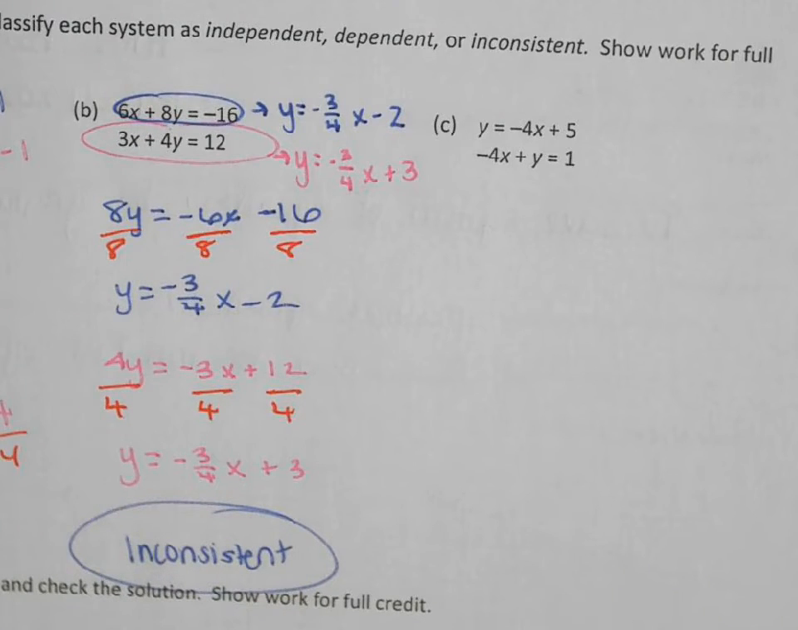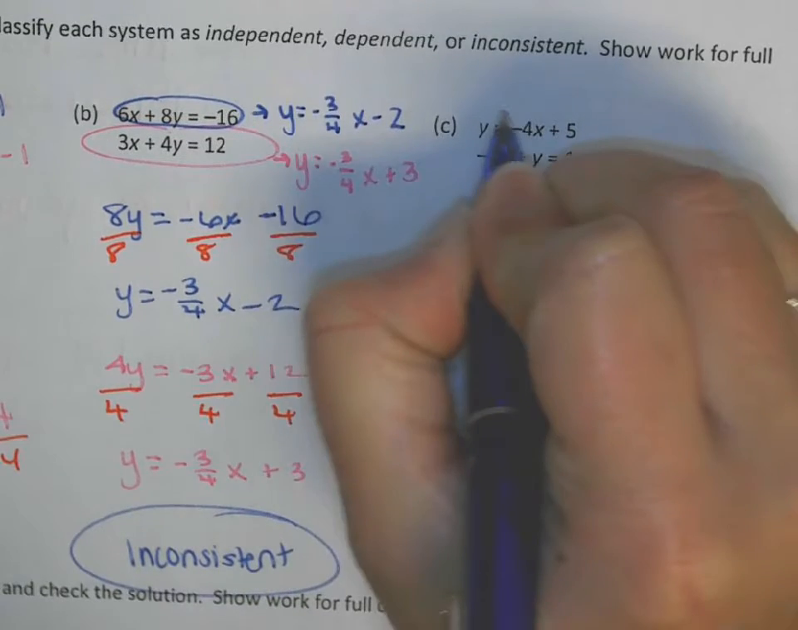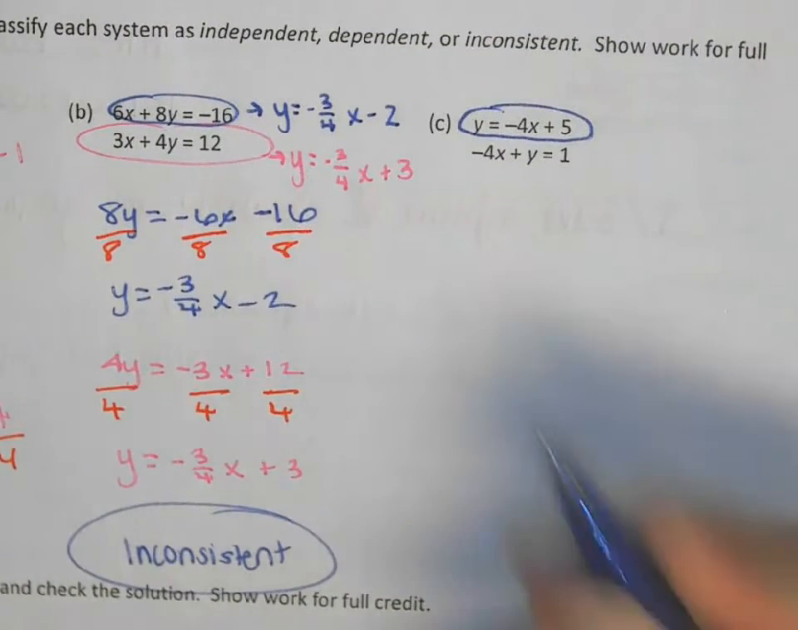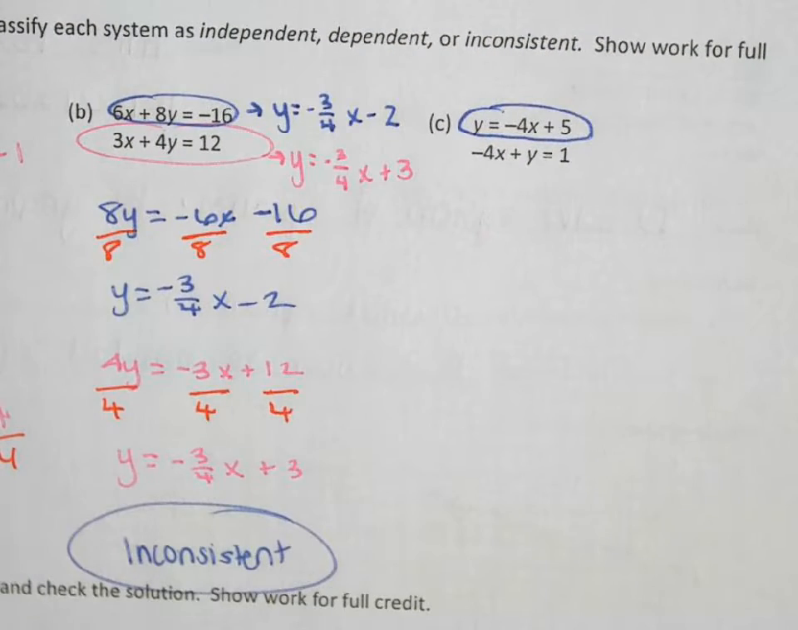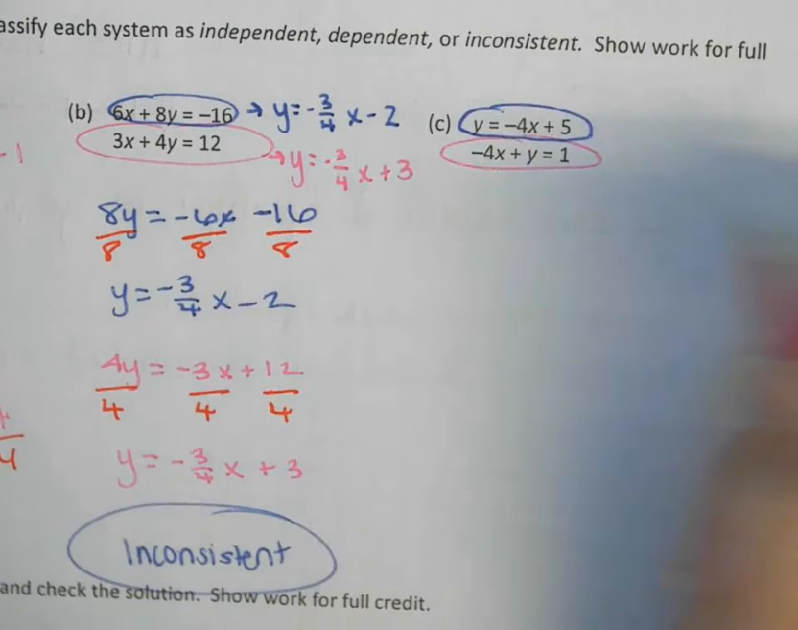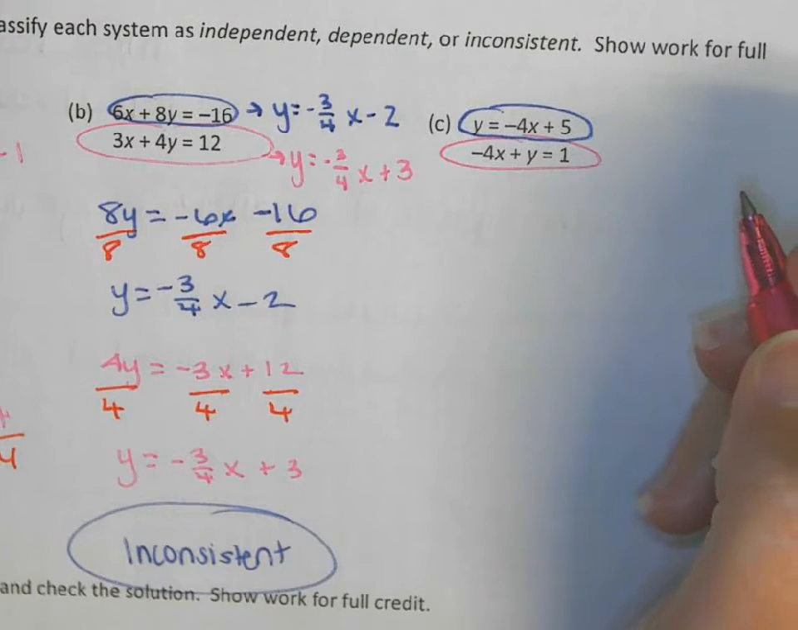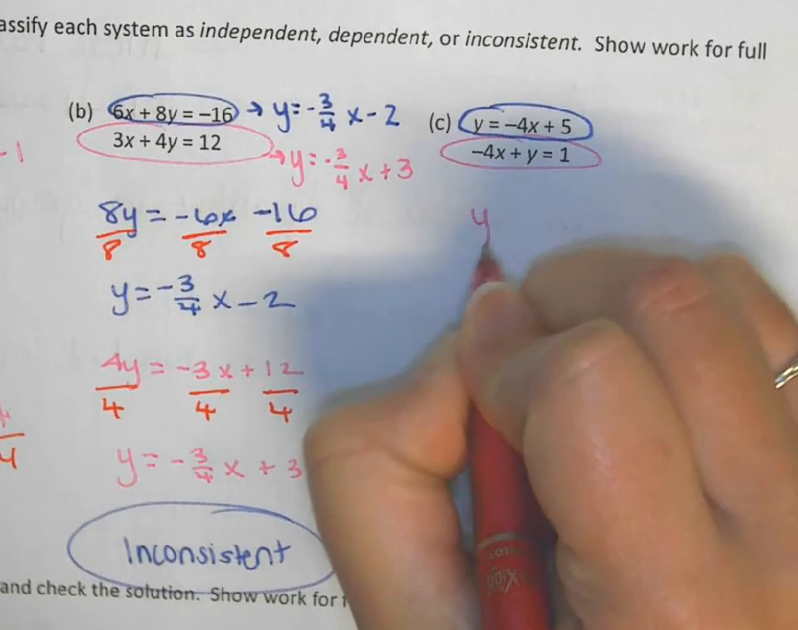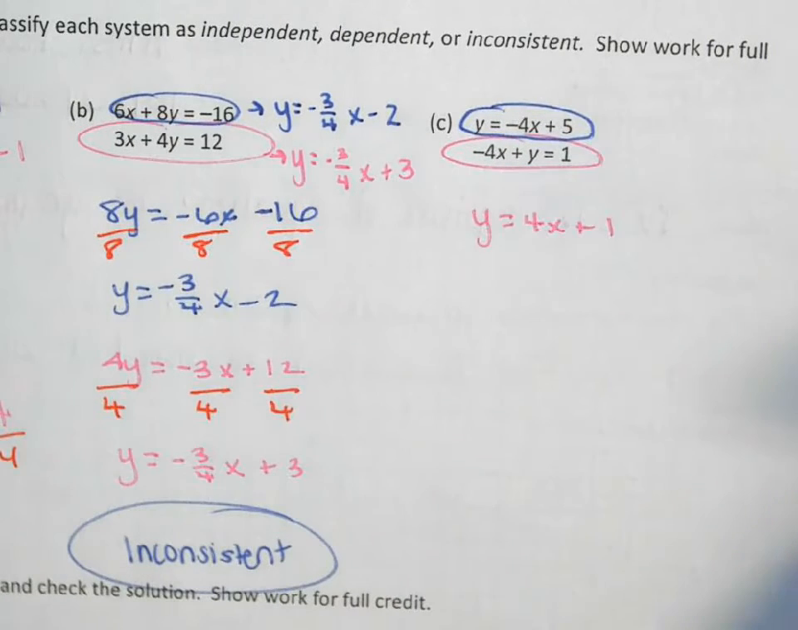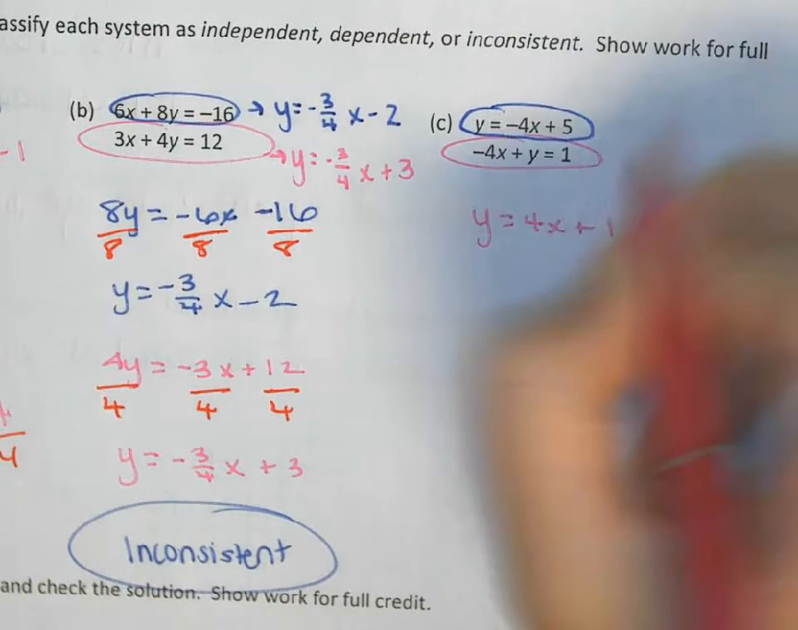The first one's already in a nice form, so I think I'll leave this one alone. Is that okay? All right, so the second one, let's manipulate this one a little bit. What am I going to do to that second one? Okay, so y equals 4x plus 1. Should I do anything else? Nope.